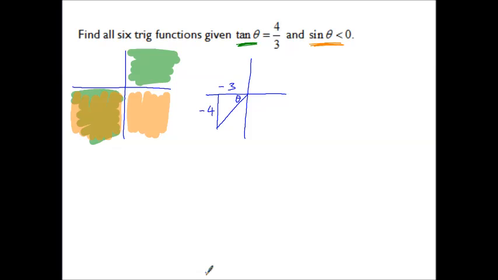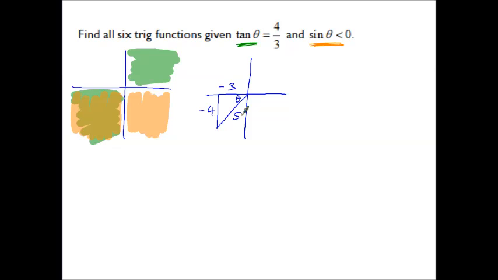Now, in order to find the other trig functions, first we need to find the length of our hypotenuse. At this point, we're no longer in the unit circle. The hypotenuse does not have the length 1. Looking at the two legs, you can either use the Pythagorean theorem or remember your Pythagorean triples. 3, 4, and 5 is one of them.